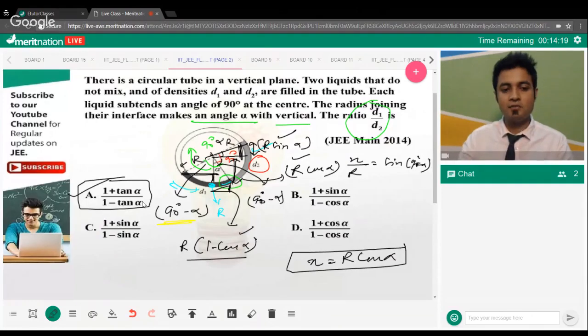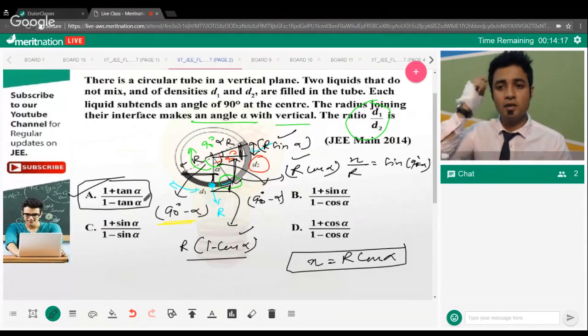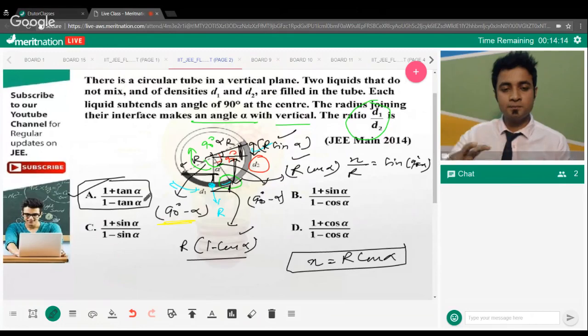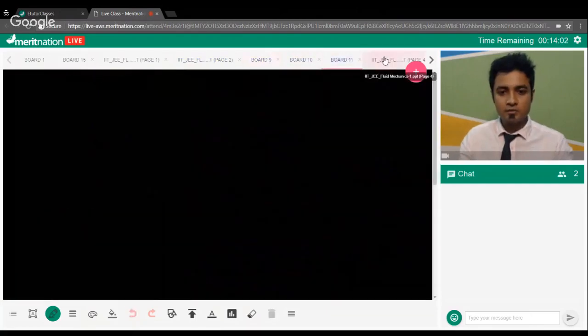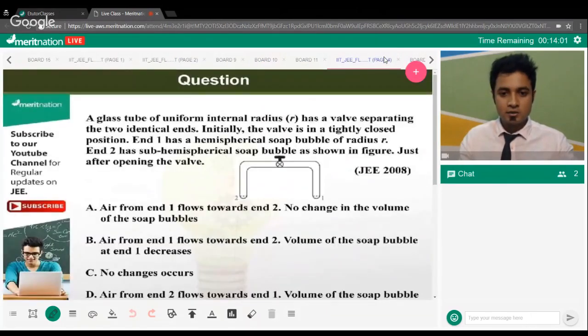1 plus tan alpha minus 1 minus tan alpha. Okay. And one thing I just need to tell you here, the only thing is you just need to balance the pressure. That's all. You just need to make the simple figure and just balance the pressure at both the ends. Guys, we'll just take a quick question and then we'll wind up because we have already spent so much time.